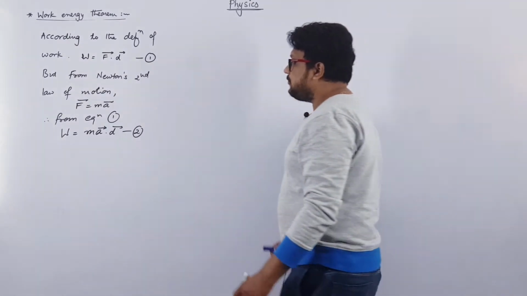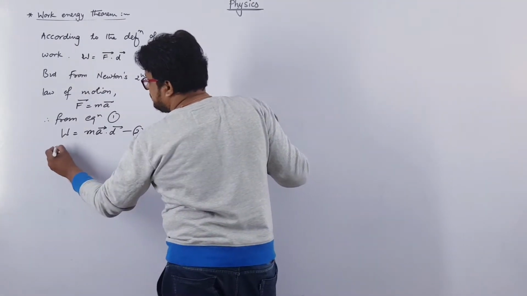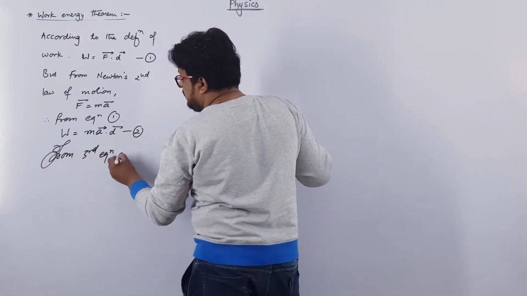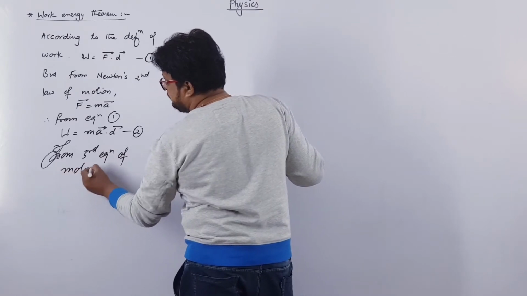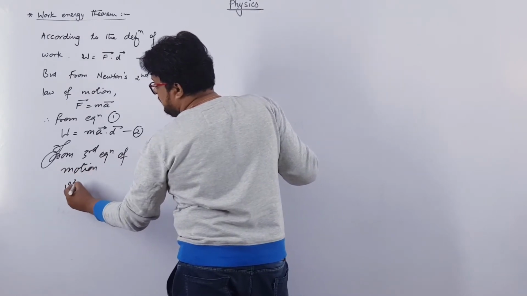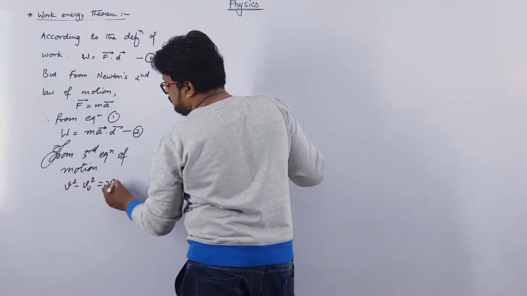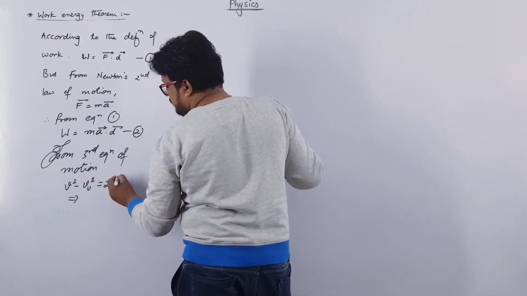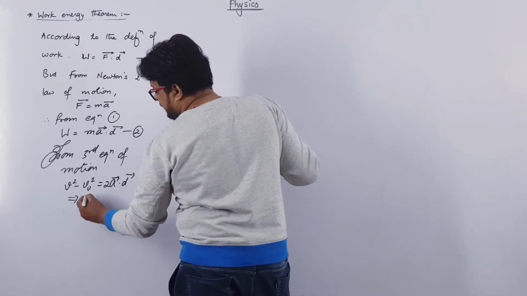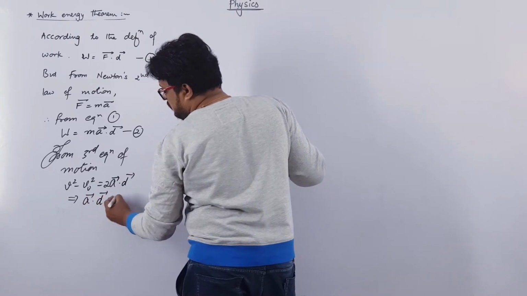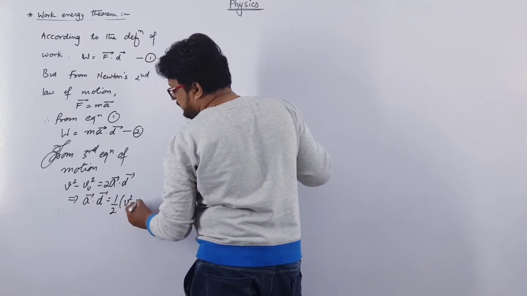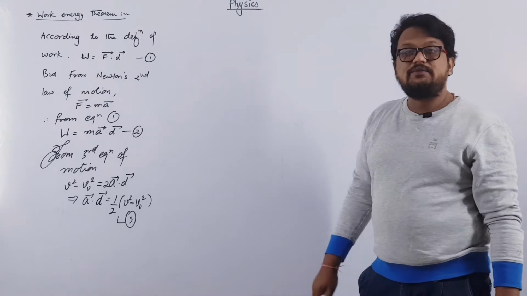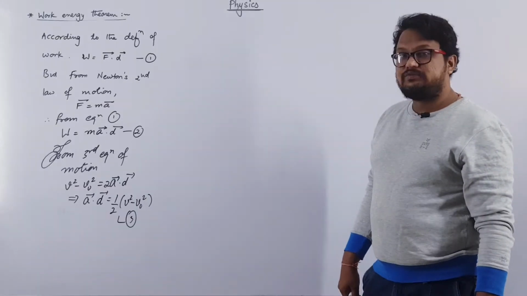So for that, what we are going to do is, from the third equation of motion, what is the third equation of motion? V square minus V naught square is equal to 2aD. So this implies that 2a dot D, right? So this implies that vector a dot vector D will be equal to half of V square minus V naught square. Let this be equation number 3. So vector a dot vector D we got as half of V square minus V naught square.